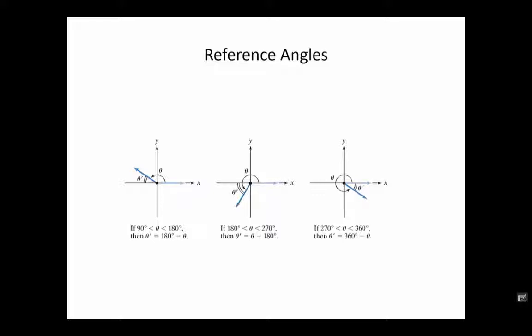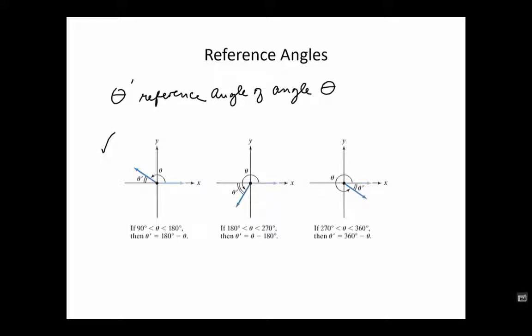We're going to let theta be a non-acute angle in standard position. Let's just notice in the first diagram, theta is a non-acute angle in standard position that lies, in this particular case, in the second quadrant. We're going to call the reference angle theta prime, the reference angle of angle theta.